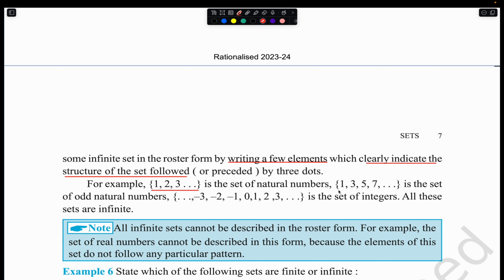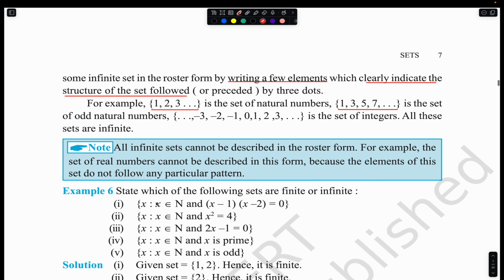Similarly, if you try to understand what exactly this set is going to be, we have 1, 3, 5, and 7. Clearly, we can see that all the odd natural numbers are listed. So this is going to be the set of odd natural numbers. Similarly, if you write this, clearly we can see that we have written all the integers here. So it is going to be the set of integers. So all these sets are infinite, right?